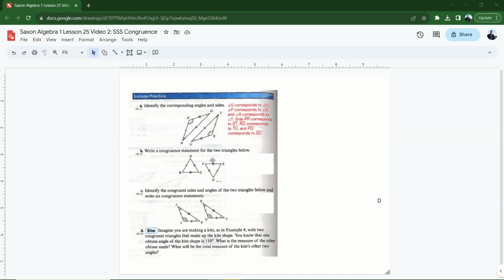So I'd say triangle ABC is congruent to triangle DEF, and it would look like this. Triangle ABC is congruent to triangle DEF. This last little bit is how you would state that. All right, identify the congruent sides and angles in the 2 triangles below and write 6 congruence statements.